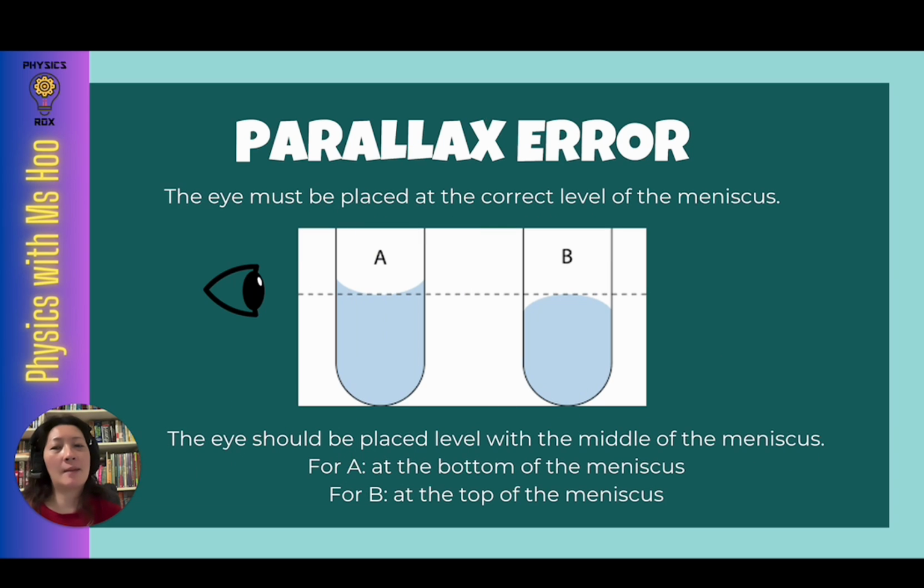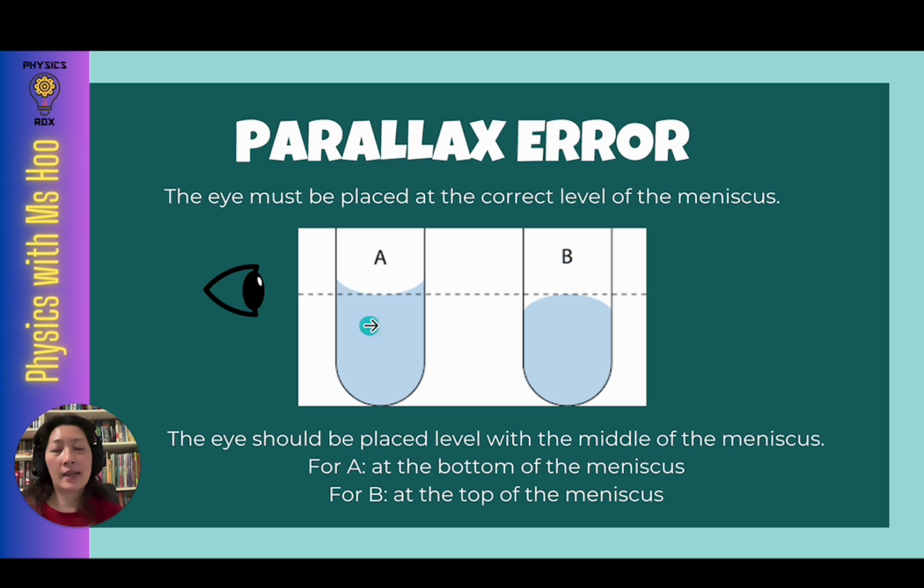Let's look at another example of a parallax error. When it comes to the measurements of volume, where we want to look at the volume of a liquid in a container, we must place the eye at the correct level of the meniscus. So what's a meniscus? The meniscus is the curved surface of the liquid. Sometimes you might get a liquid that curves upwards like in A, or you might get a liquid that curves downwards like in B. Whichever the case, the eye should always be placed level with the middle of the meniscus.